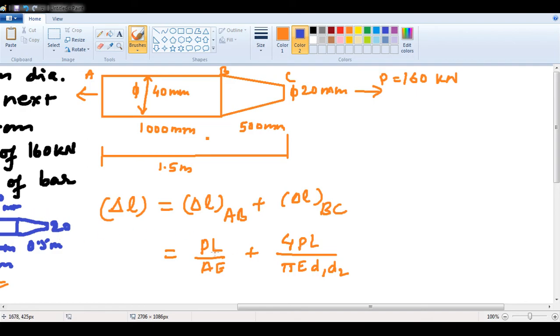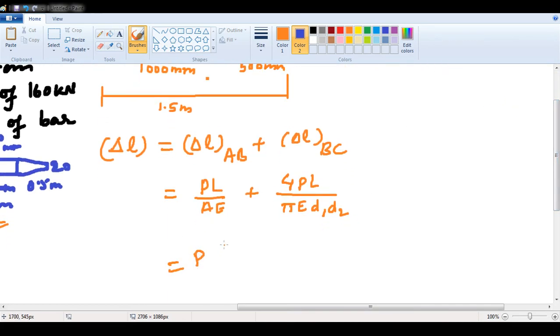So now put the values. P is common to both, right? So P is common to both. So here it will come out as L by A. Even E is common to both, correct? Because the material is same. So P by E will come out, times L by A, plus L by pi d1 d2, right?